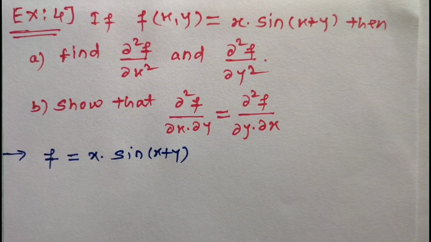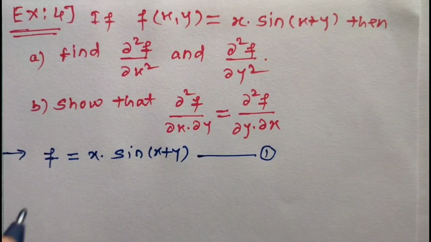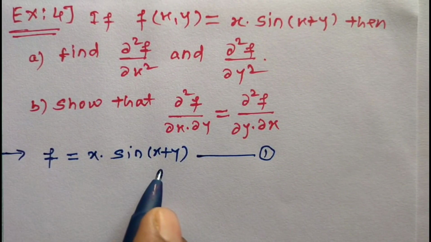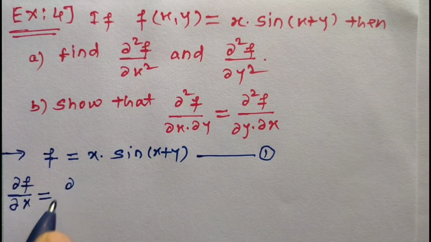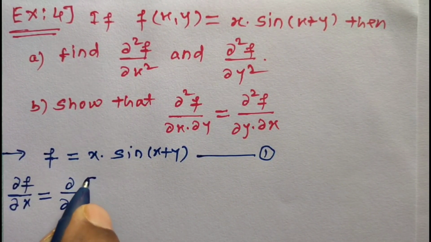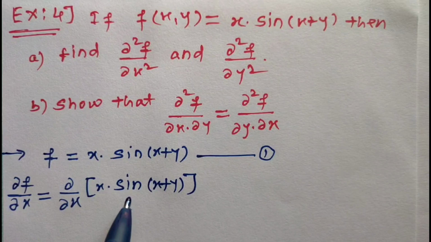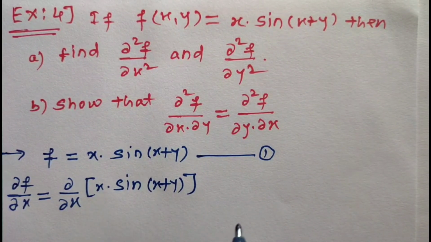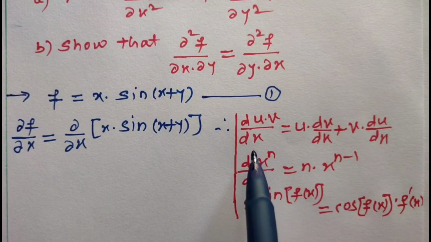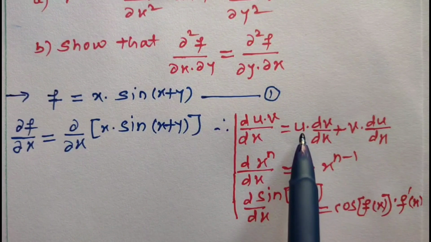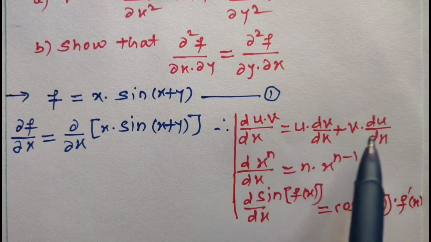Now here, first of all, partially differentiate. Consider this as the given function, result 1. Partially differentiate both sides of result 1 with respect to x first. So ∂f/∂x is equal to the partial derivative with respect to x of the right hand side, that is x into sine of (x plus y). First function is x, second function is the sine function, and in both functions there is x. So we have to apply the derivative formula. Derivative of u into v with respect to x is equal to first function u as it is, derivative of second function v, plus second function as it is, derivative of first function with respect to x.